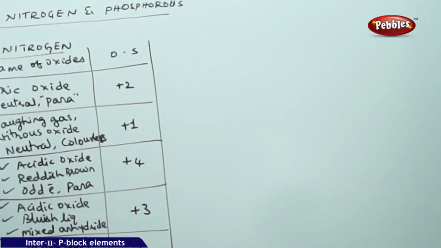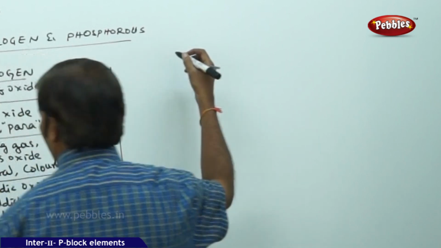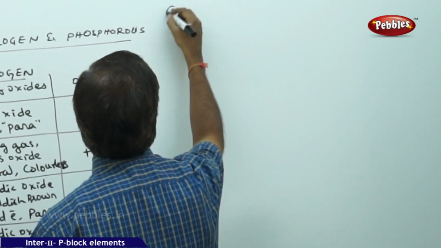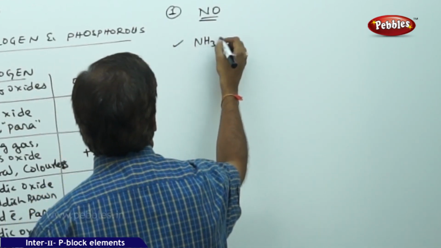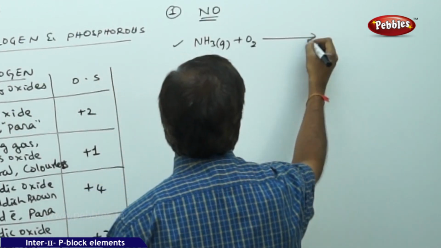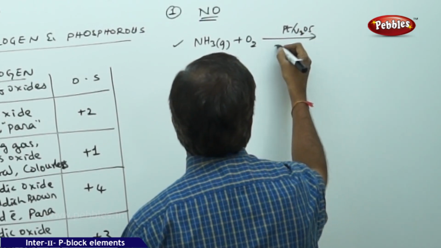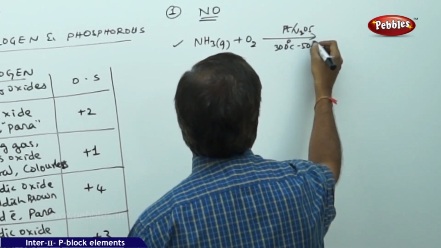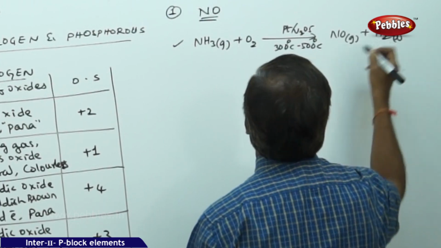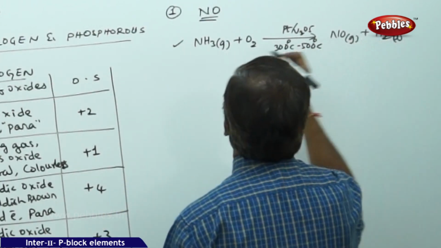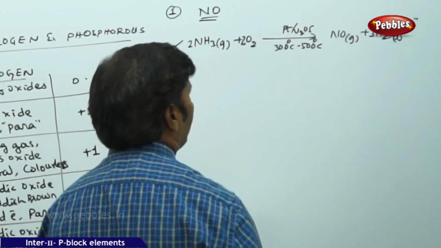What is interesting here is, among these oxides, the structural aspects of all these oxides. The first one is nitric oxide, NO. It can be prepared by treating ammonia gas with oxygen in the presence of platinum or vanadium pentoxide catalyst at around 300 to 500 degrees centigrade. It gives nitric oxide gas plus H2O liquid. You can balance the equation: take 2 over here, 3 over here and 2 over here. The reaction is going to get balanced.